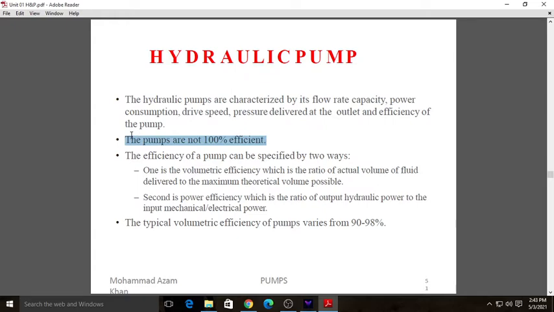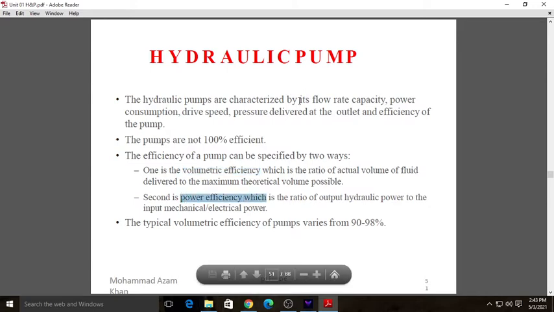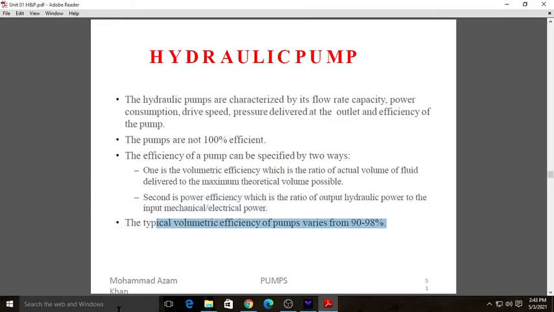The pumps are not actually 100% efficient. The efficiency of a pump can be specified in two ways. One is volumetric efficiency and another is power efficiency. The typical volumetric efficiency of a pump varies from 90 to 98%.